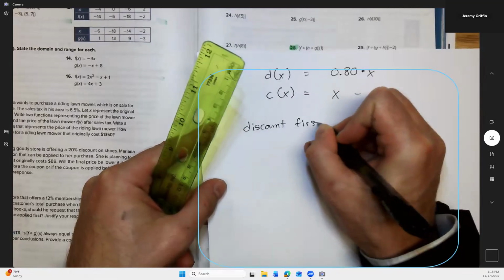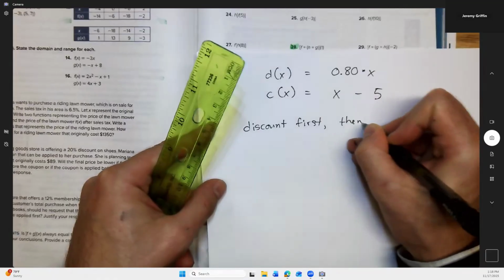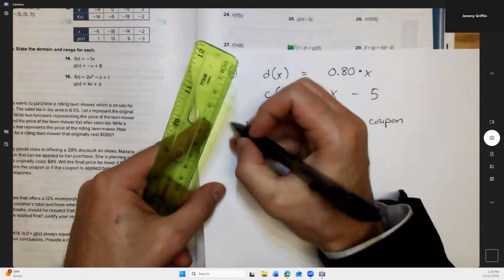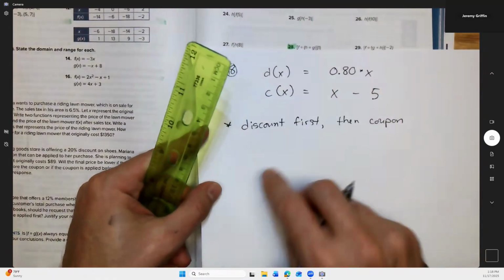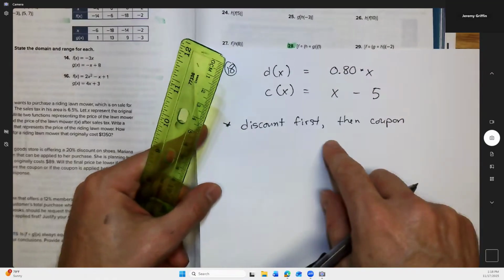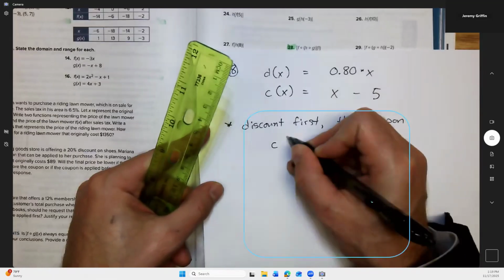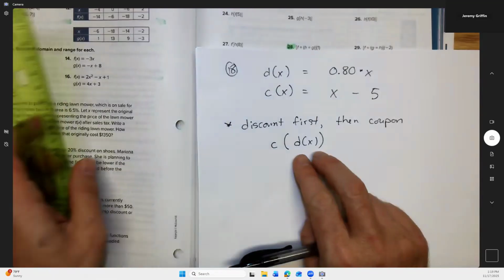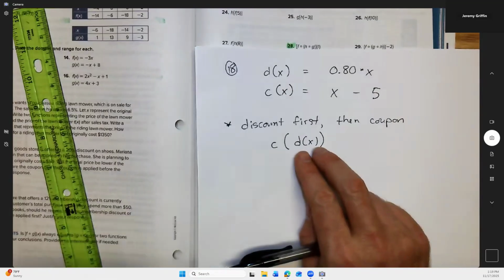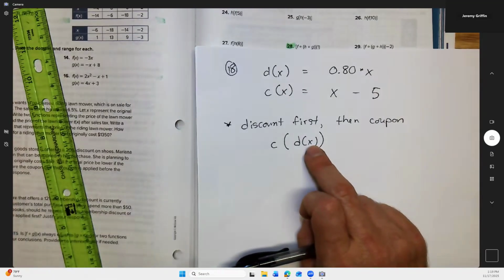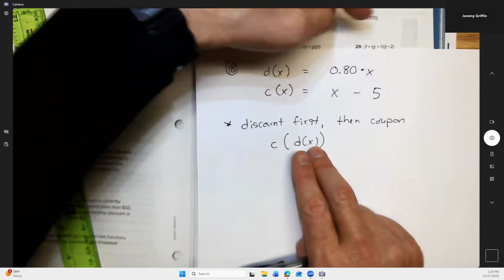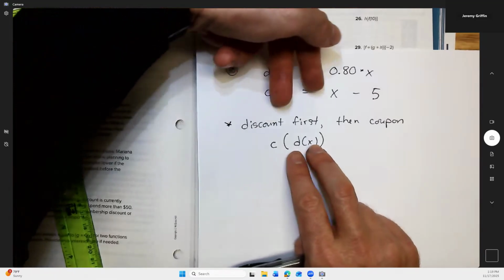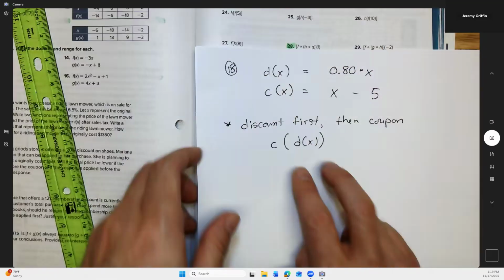And so what if you do discount first, then coupon, right? Okay, and I'll do the opposite scenario later. So that would be like this. That'd be like taking the coupon of the discount as a function of x. Okay. So in terms of the order that happens, you see the price listed on the shelf. That's like x, the listed price. Then you take the discount first. After you do the discount, then you do the coupon. That'd be like this. Right.